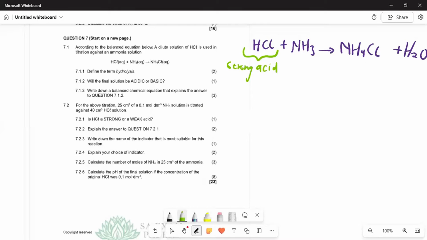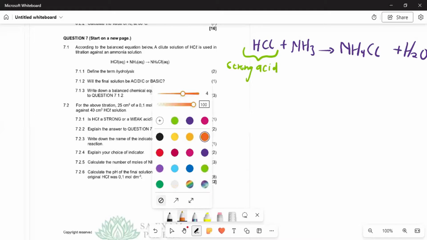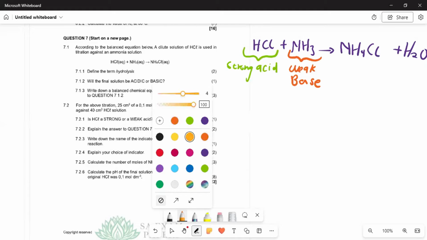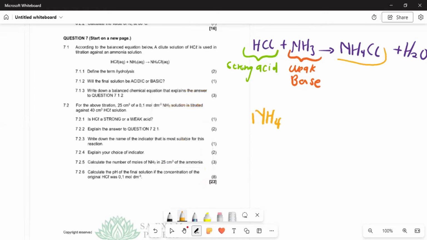Now, what about your NH3? Your NH3 is a base, but it's a weak base. As a result, we need to analyze this salt right over here, and we're going to break it down. We have NH4+, and we also have Cl-. Now, this is our salt, and we need to identify the respective conjugate base or acid pair.